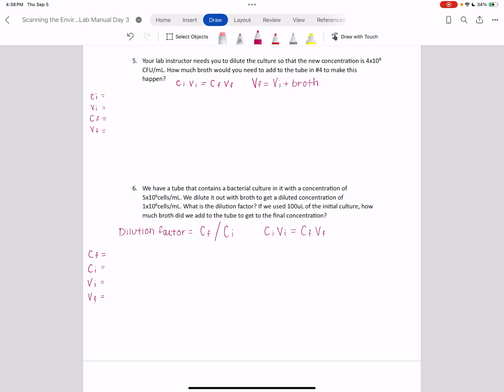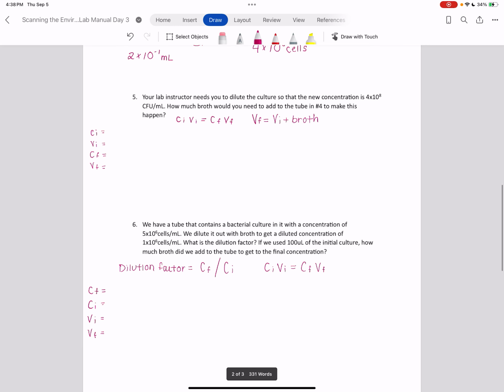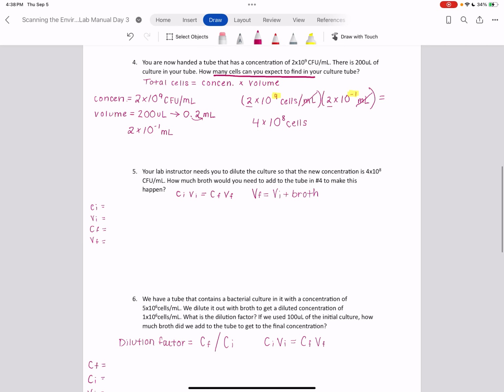It states, our lab instructor needs you to dilute the culture so that the new concentration is 4 times 10 to the 8th CFUs per ml. So this is a little bit confusing because now we're taking 4 times 10 to the 8th cells, and we want a concentration of 4 times 10 to the 8th CFUs per ml. But actually, this is going to be a little bit simpler than we probably are thinking.